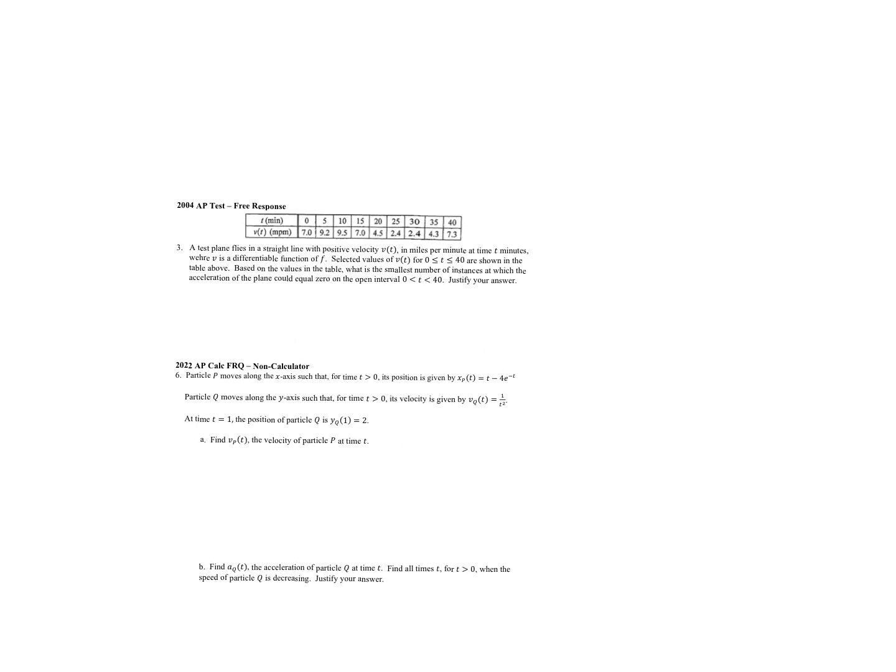All right, it says a test plane flies in a straight line. That's what we do. In 2004, this was on the test, and its velocity is given in this table at different times. Again, I'm just going to let myself know, okay, those are velocity values. Based on the table, what is the smallest number of instances where the acceleration could be equal to 0?